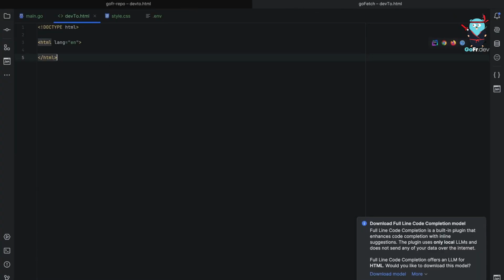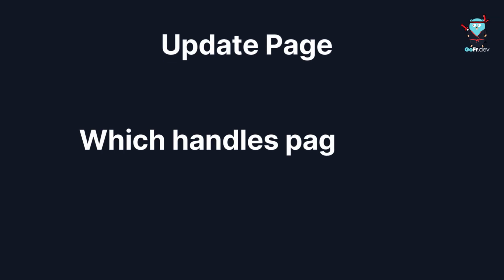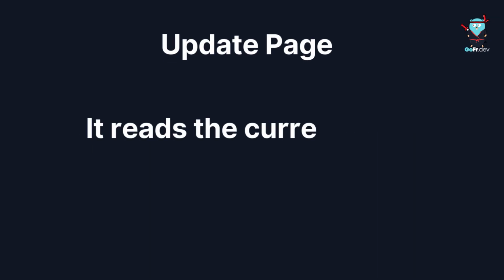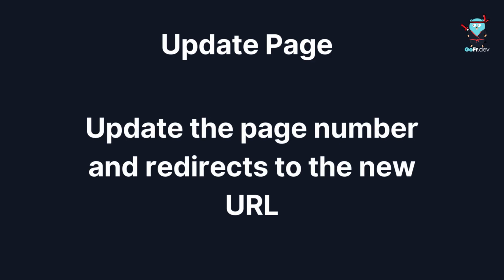Then in the HTML file, we start with a standard HTML structure and a title. Then we add a small JavaScript function, updatePage, which handles pagination. It reads the current page and tag, updates the page number and redirects to the new URL.